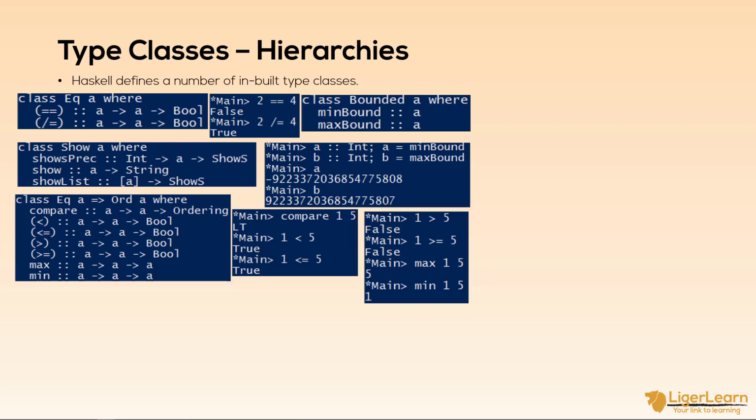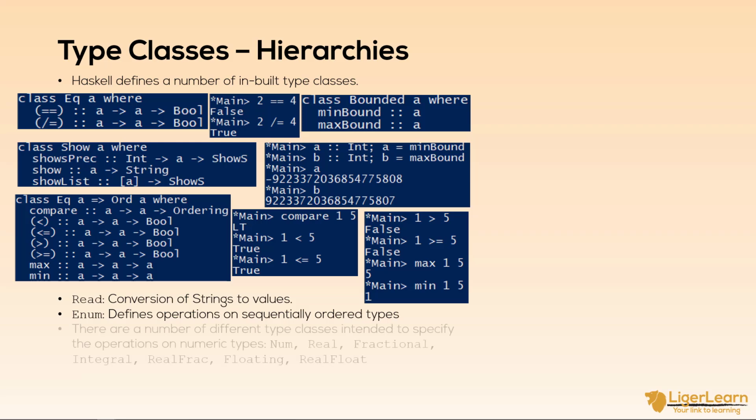Now I'm not going to show the definitions for all of the inbuilt type classes, but there are some key additional ones which you should know about. The Read type class is essentially the opposite of Show. Whereas show takes a value and returns its string representation, read takes a string and returns its value representation. The Enum type class defines operations on sequentially ordered types. Since an Int defines an instance for this type class, I can ask for the successor of a value. So I could ask for the successor of 4 and get 5, and the successor of 5 and get 6, etc.